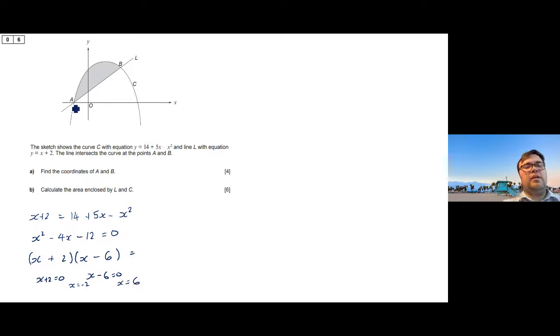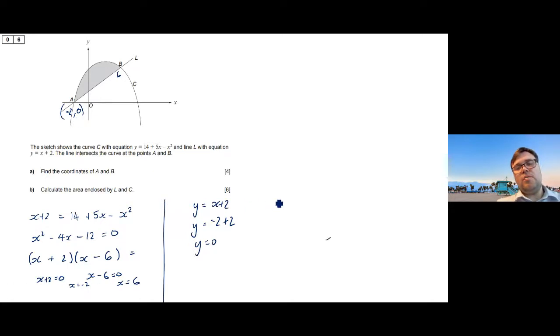So obviously here is going to be minus 2, and this is going to be 6. Putting them into y equals x plus 2, we find the y coordinates. When x is minus 2, you have minus 2 plus 2, so y is equal to 0. It's sort of intermediate on the graph, but I do like to check these things. And when x is equal to 6, y equals 6 plus 2, which is 8.